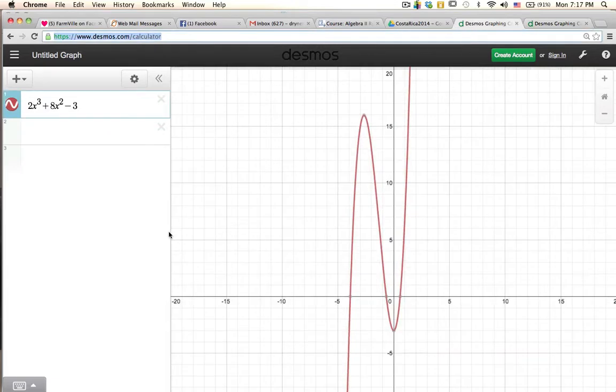Right, so here's the graph of this particular equation. I have 2x cubed plus 8x squared minus 3. You could use your TI; I instead use this tool. You can see I have a turning point here of about minus 2.67, and the maximum here is 15.963, so basically 16. And my minimum is at 0, negative 3. So negative 3 is my local minimum, and 16 is my local maximum.